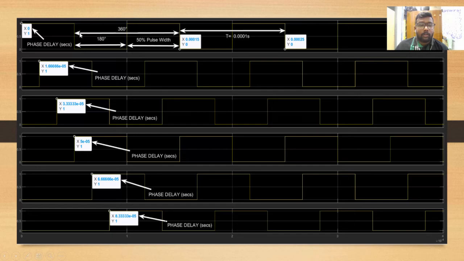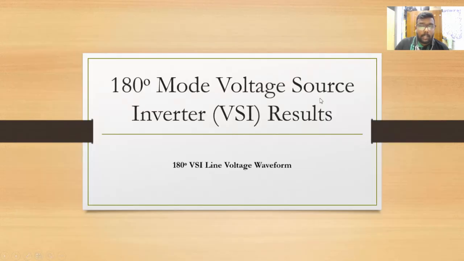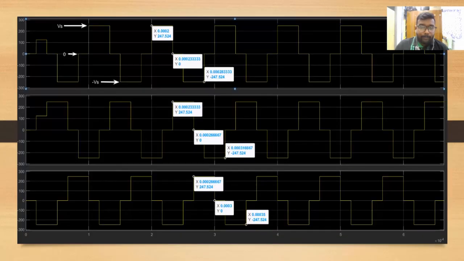The total conduction period of this waveform is 360. The pulse width we have set to 50, so we can say that this is a 180 degrees conduction mode. Let's look into the line voltage waveform. This is the line voltage waveform that we have produced from this simulation.